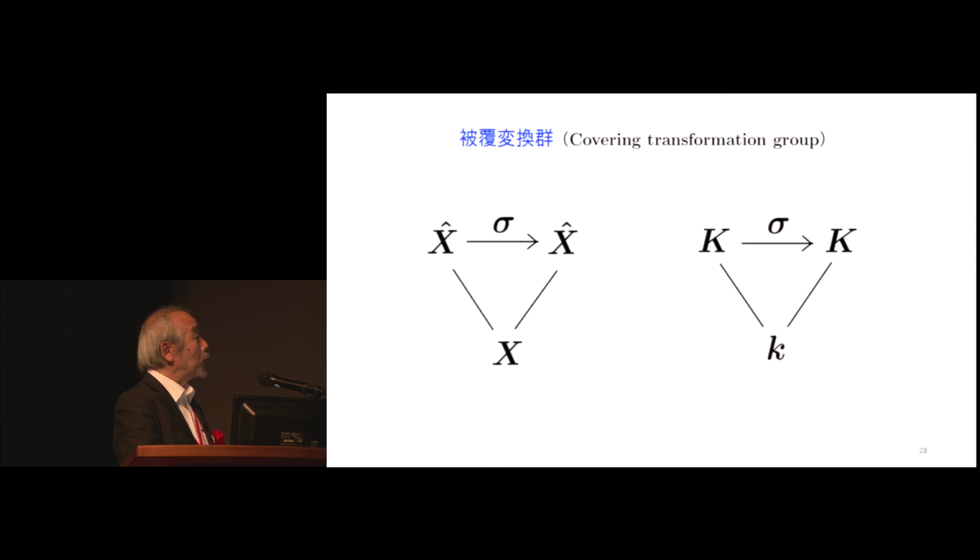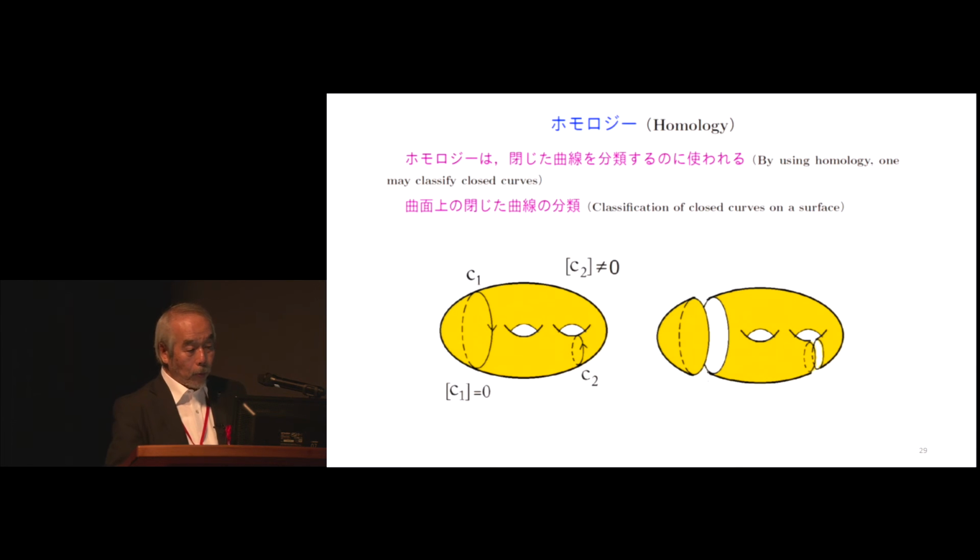In the case of field extension, K to K map was a set. In the case of the covering transformation, there are two routes which result in the same consequence. And this is analogous to the Galois group.